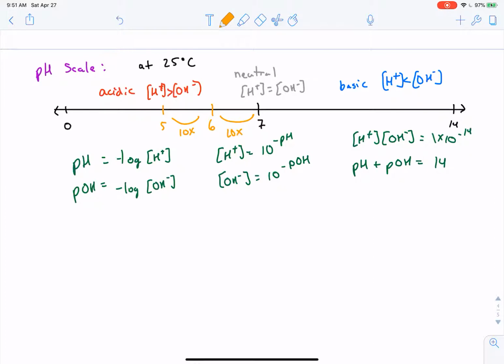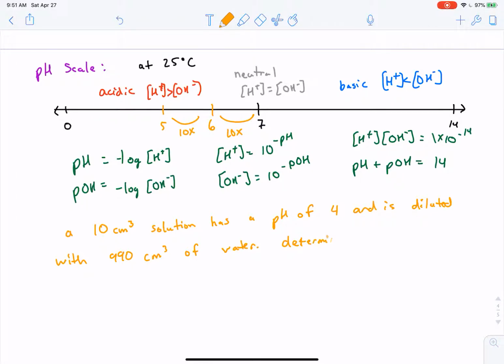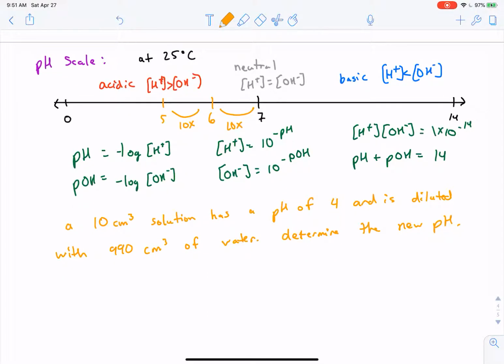What they'll say is a 10 centimeter cubed solution has a pH of 4 and is diluted with 990 centimeters cubed of water. Determine the new pH. So this is an SL question, multiple choice, or maybe even short answer.